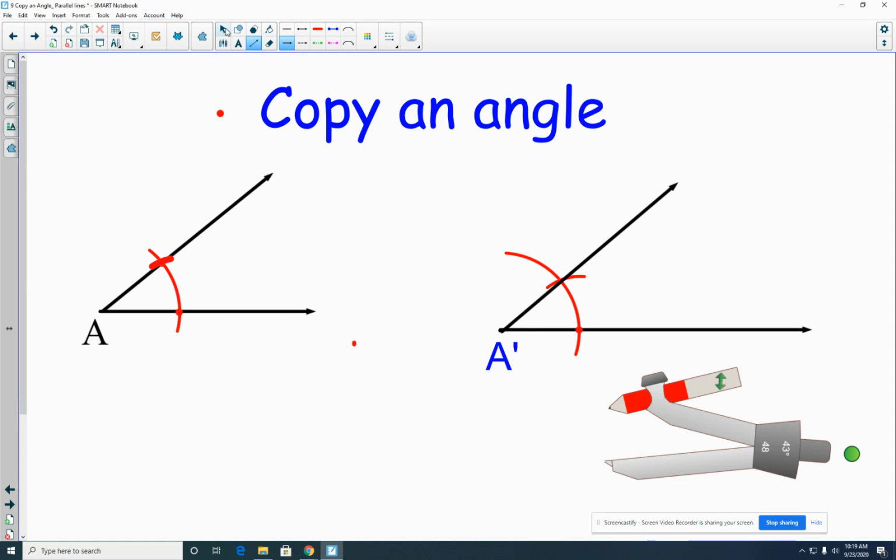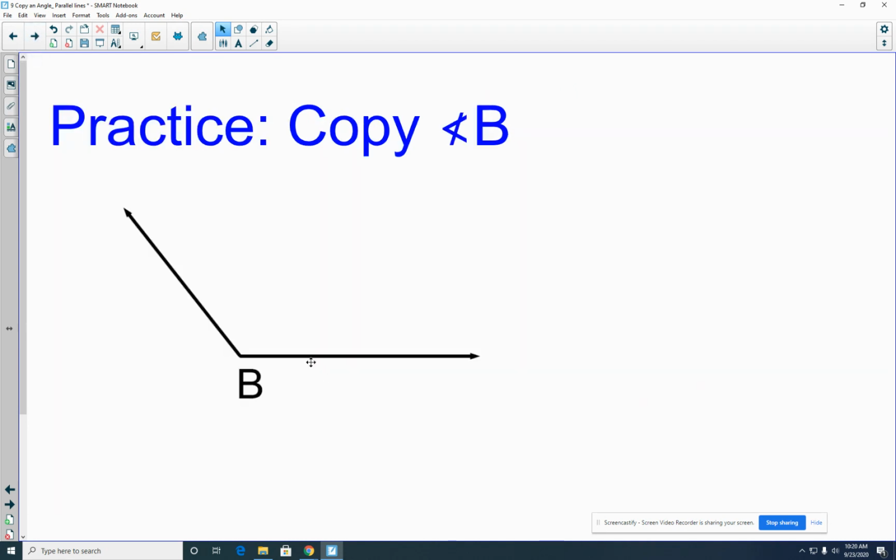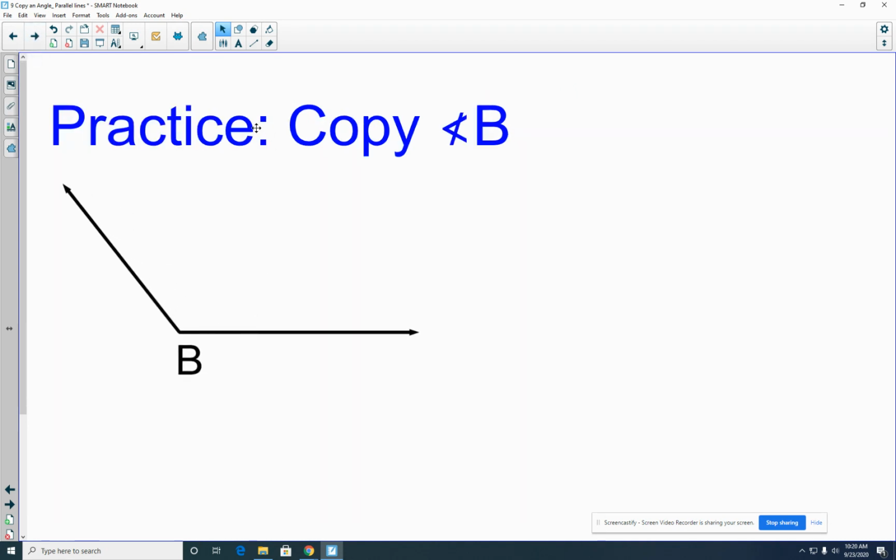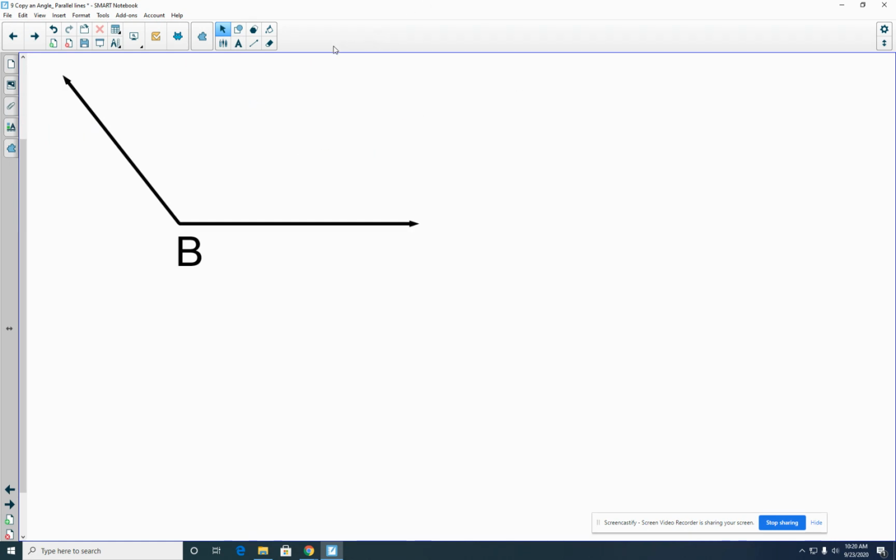We can do this even if the angle is obtuse. Let's take a look at angle B. Let's copy angle B the same exact way. So I'm going to now start with a ray. I'm going to label this B prime. Take my straight edge, get that right in there. Excellent. Take my compass, because the whole purpose now is to ensure that we have some intersections.